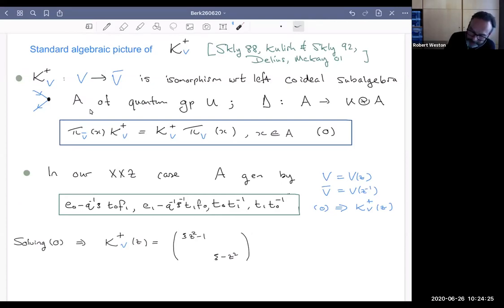So why have I chosen this slightly odd thing? Well, when you solve this relation, you get out the simplest possible K-matrix, which is this, that depends upon Z, but it also depends upon some extra parameters. And it's a diagonal K-matrix, so it's the simplest diagonal two by two K-matrix. And it corresponds to this coideal subalgebra. Right, so that's the picture of K.